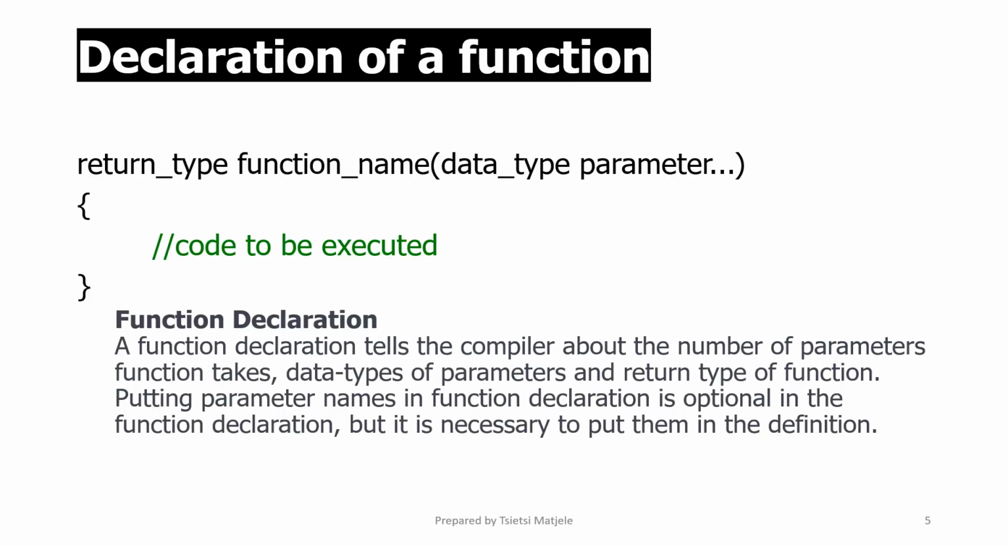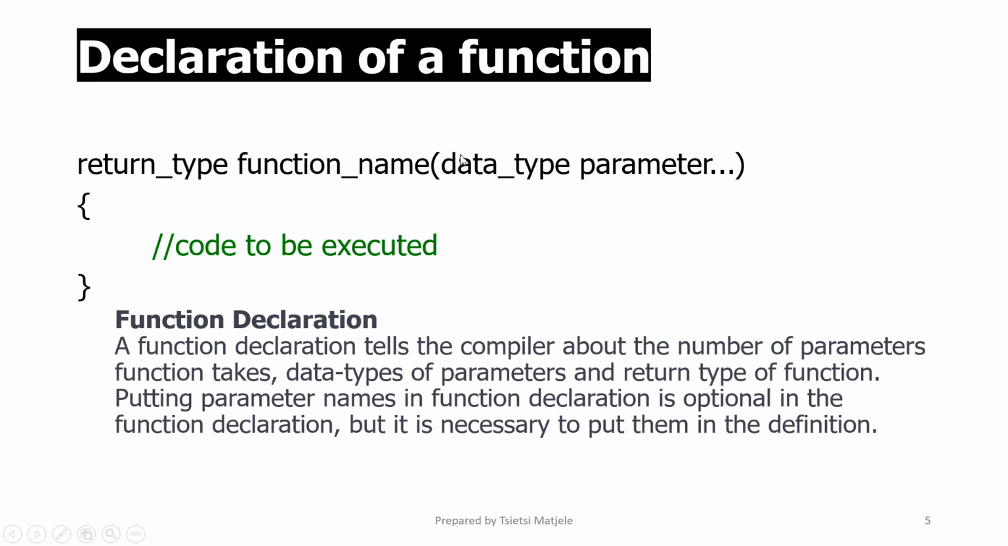Declaration of functions: this is how we declare functions. The first thing you do is provide the return data type. It can be void, integer, char, or any other data type. Then the function name. It can be prime, sum, finance, or any name you give that function.